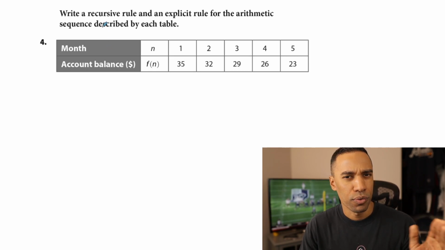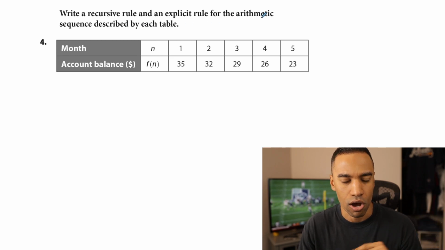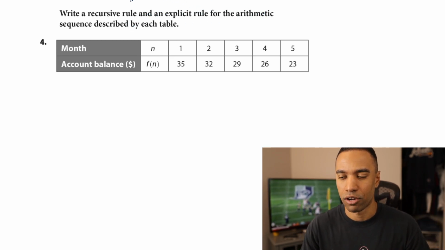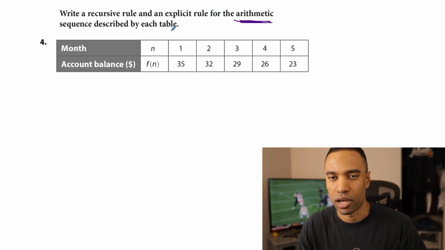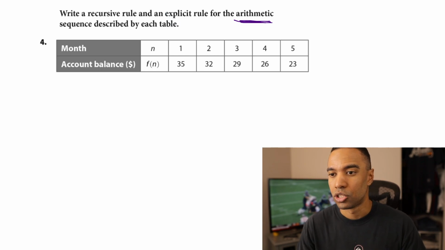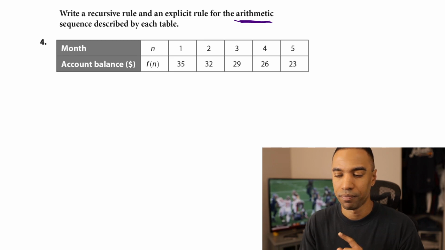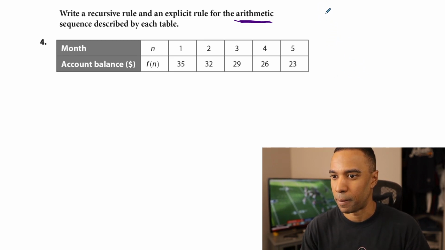Okay, numbers 4 through, I don't know, maybe number 9 or so. The next few problems are kind of all the same thing. Write a recursive and explicit rule for the arithmetic sequence described by each table. I think we get to now happily play under the assumption that all of these will be arithmetic. So now that we're going to be doing arithmetic ones and writing the rules, let me, for this first problem on the side here, write out what kind of rules we're talking about here.